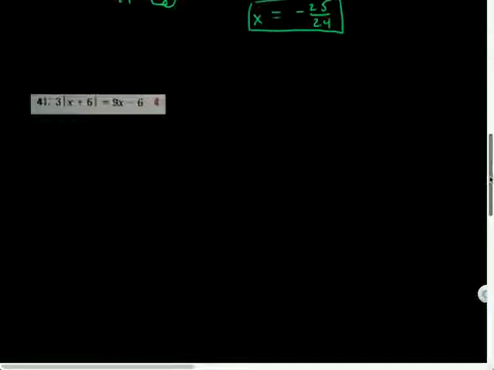Let's look at 41. I love it. So the first thing I've got to do is isolate the abs val. How would I do that?